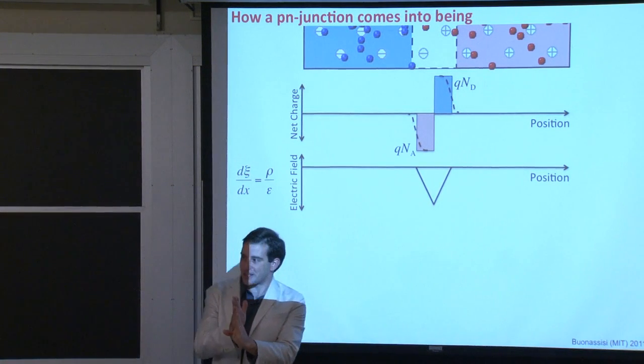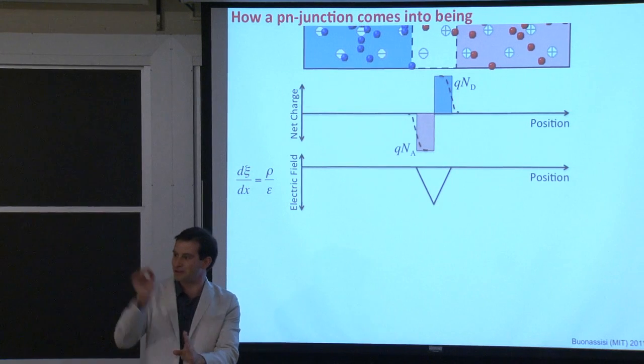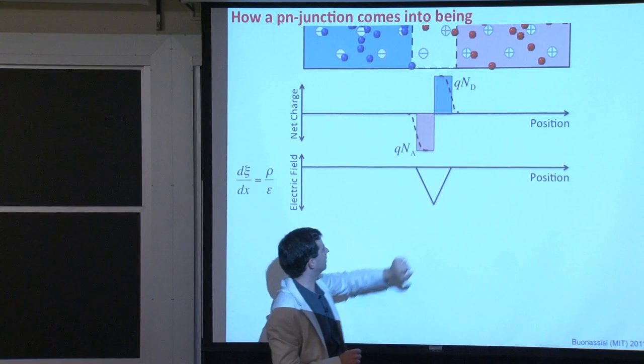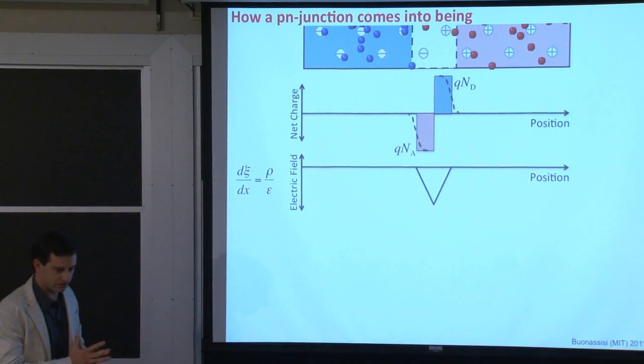But if you're right there in the middle of that junction, that field is going to be very strong. You'll be swept out of there pretty quickly. That's why the field reaches a maximum right here in the middle. So that intuitively makes a lot of sense.